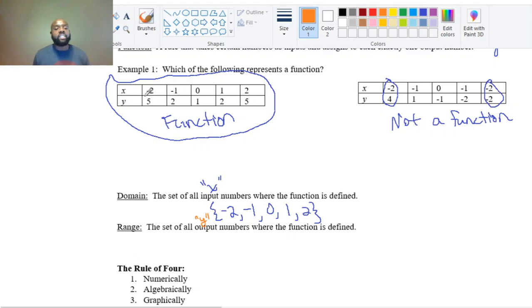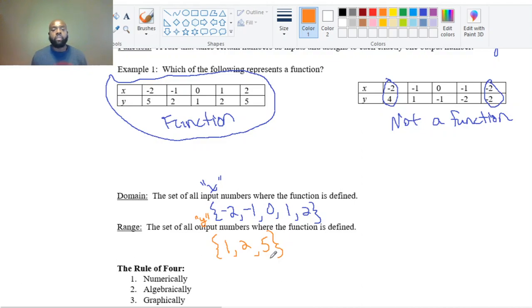And if we look in this table that we just declared was a function, 5 is in the range because that y value, this -2, gets sent to 5, 2 is in the range, and 1 is in the range. And so my range, if I list the values, I'm just going to list them in order here. I have the values 1, 2, and 5.